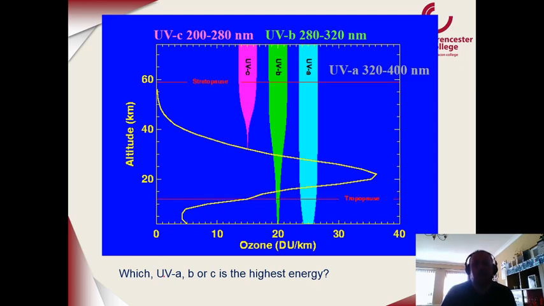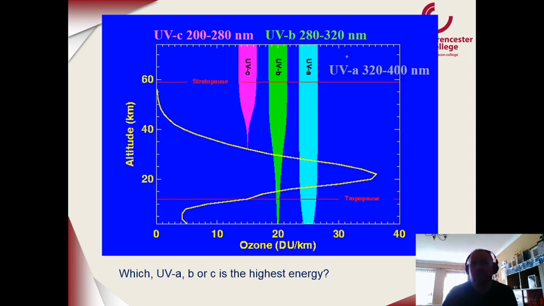So we'll talk about UVA, B or C. Which one has the highest energy? Now we have to remember when we're talking about wavelength, wavelength is literally how long a wave is. If it has a shorter wavelength, it has a higher energy. It's the inverse to frequency. So shorter wavelength, higher energy.